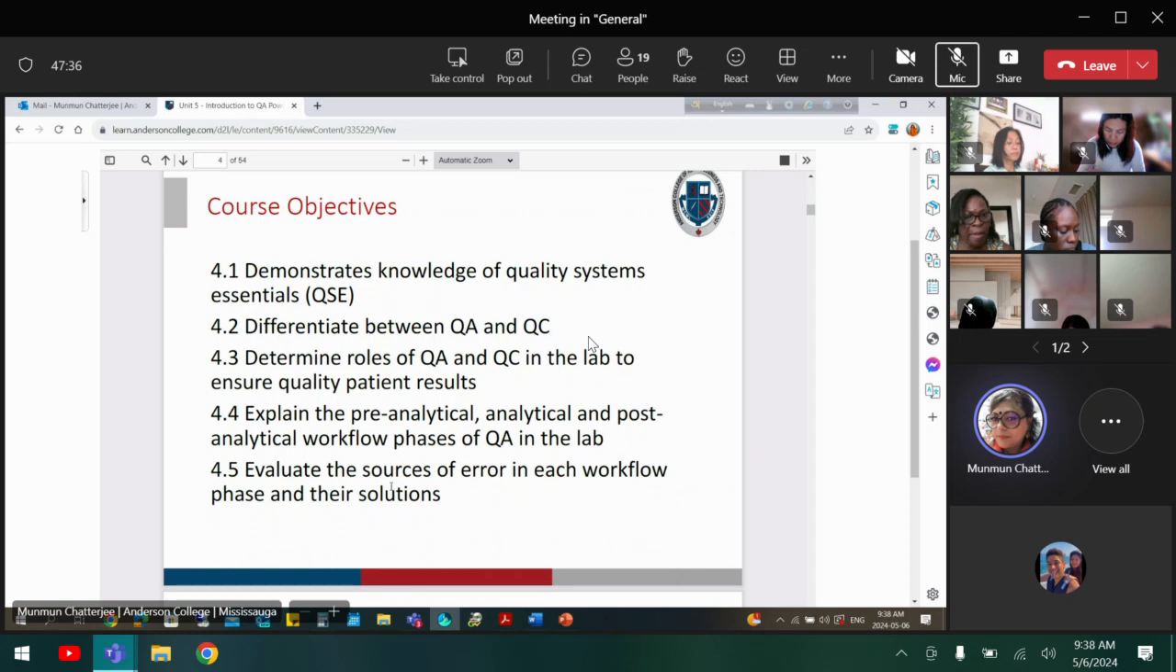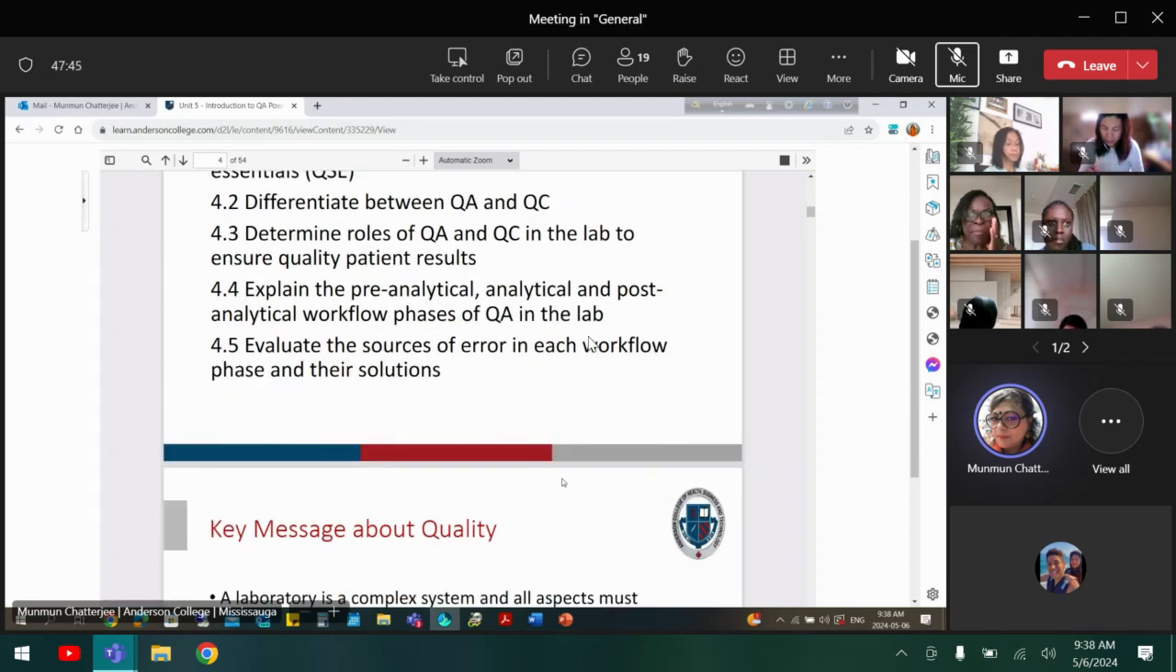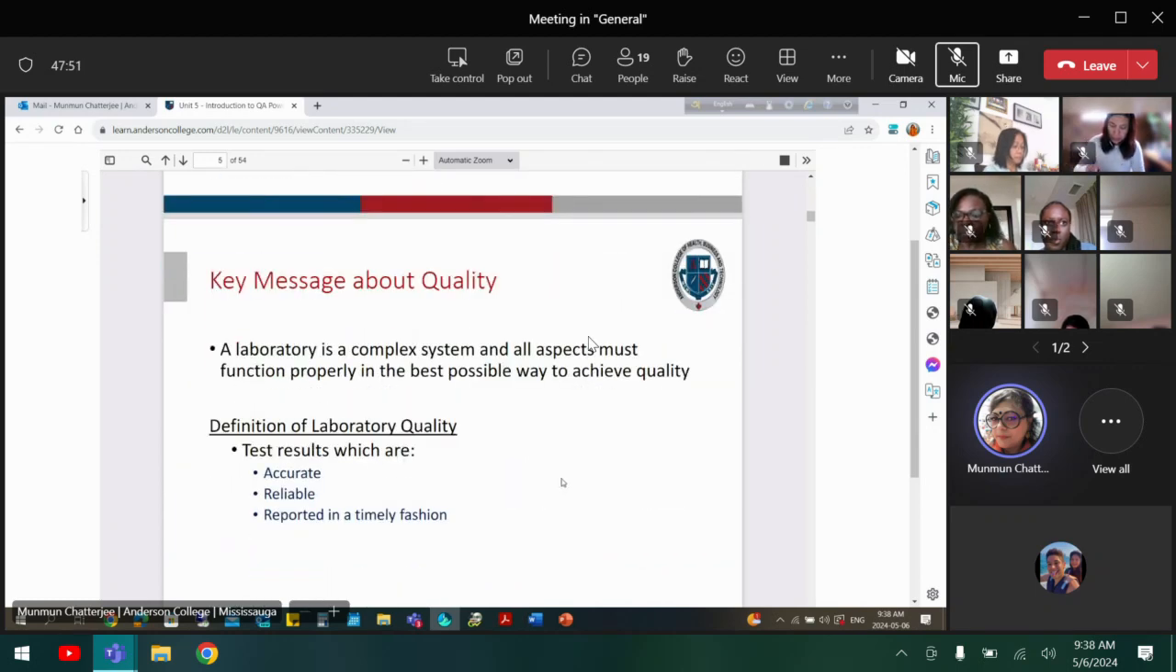So, what is going to evaluate the sources of error in each workflow phase and their solution? If you made a mistake, or if you don't know what the solution is, how are you going to improve yourself, how are you going to take care? So, what is the key message about the quality?